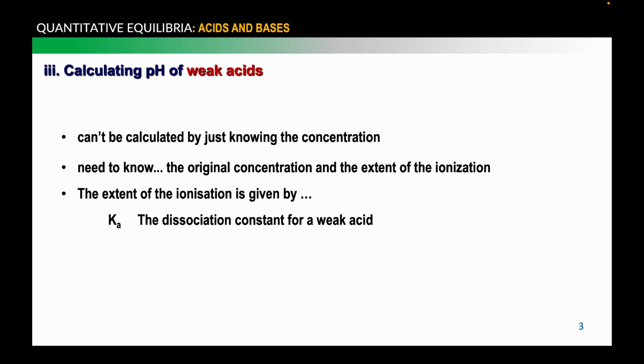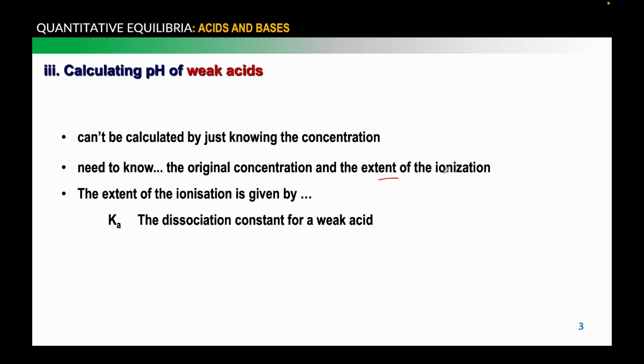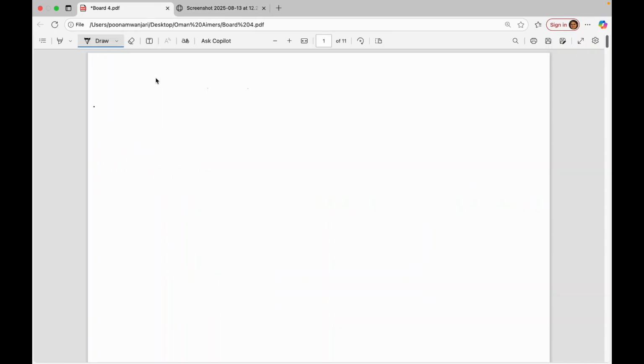Because the pH of a weak acid can't be calculated just by knowing the concentration. To calculate the pH of a weak acid, students, we need the extent of dissociation or extent of ionization, and that extent of ionization we can find out by one term, that is the dissociation constant Ka. This is a new term for you. So when we calculate pH for a weak acid, we need to know the dissociation constant. So the first thing we will understand is what is meant by weak acid.